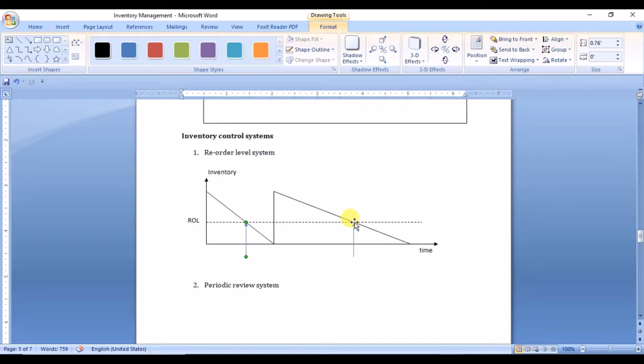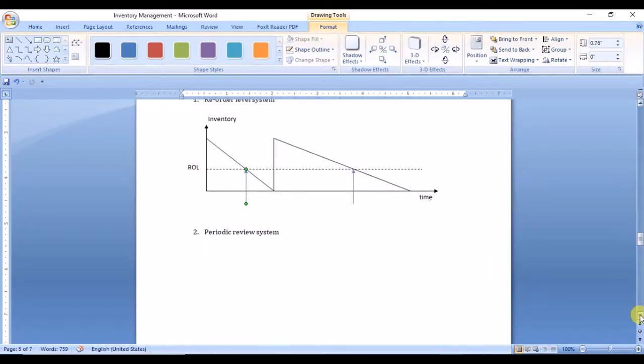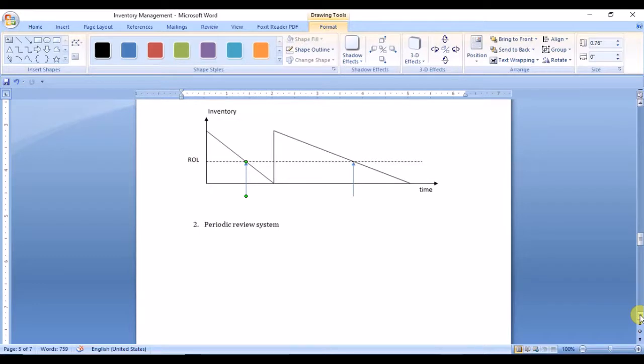Right. So what's the other system we have? We have another system known as periodic review system. Periodic review system means, let me modify this graph a little bit. Okay, this is how the second month went. We place the order. Again it went up. Again you use it. Let's say this time you're using it slowly. So the next order is here.